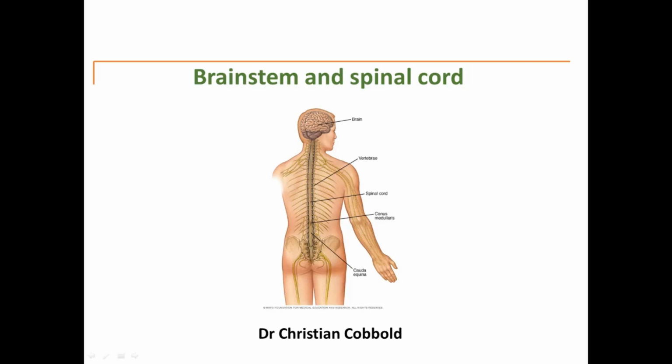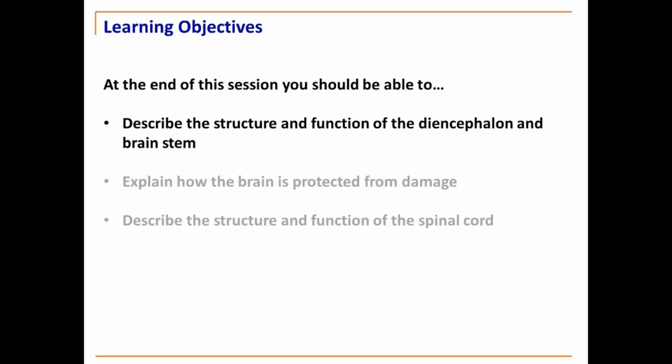Today we're going to talk about the brainstem and the spinal cord. But first of all, we'll talk about the structure and function of the diencephalon before moving on to the structure and function of the brainstem, the different regions of the brainstem, and what they do. So what does the diencephalon actually consist of?